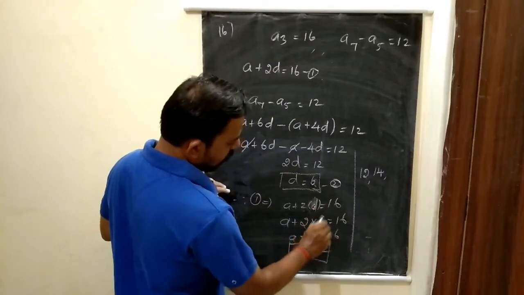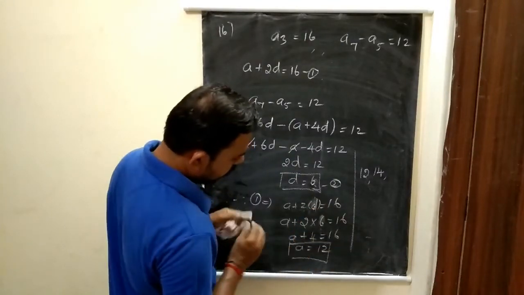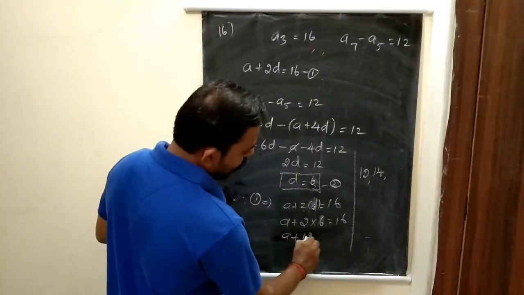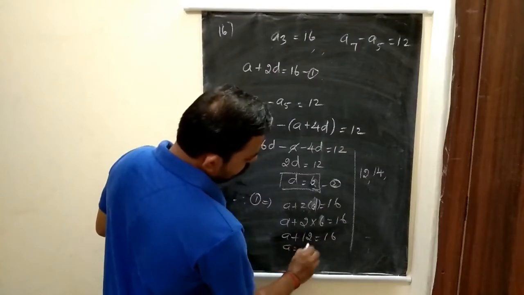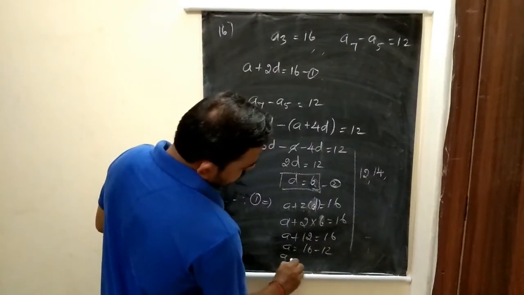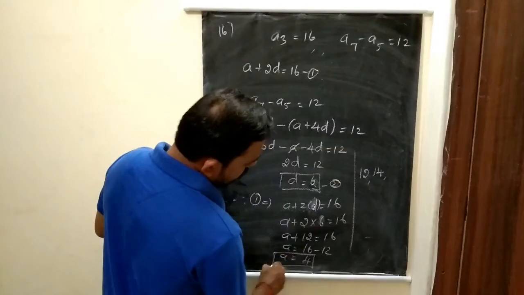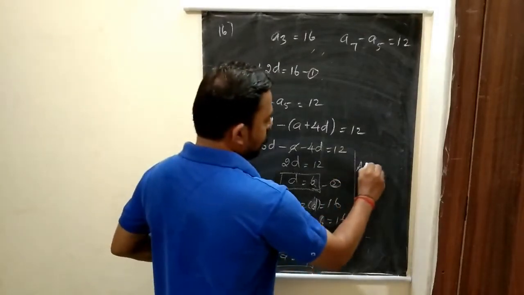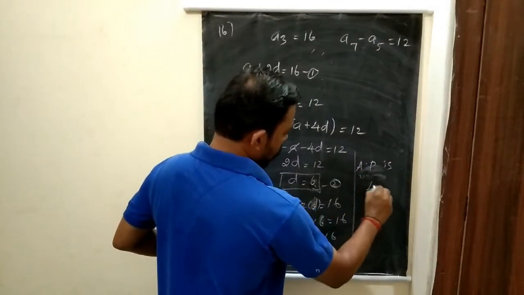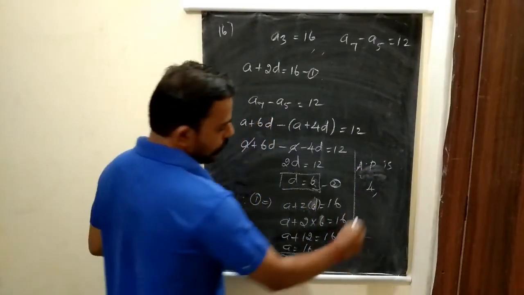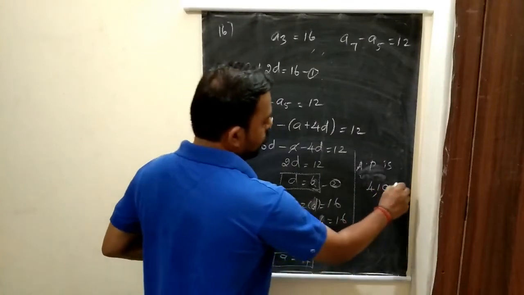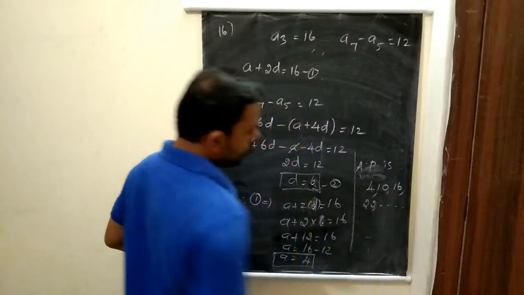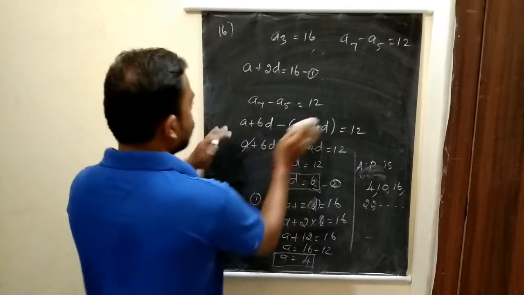D 6. Now A plus 12 equal to 16. A equal to 16 minus 12. A equal to 4. Now A equal to 4, D equal to 6. So AP is 4, 10, plus 6 added, no? 16, 22, and so on. This is the AP of the 16th problem.